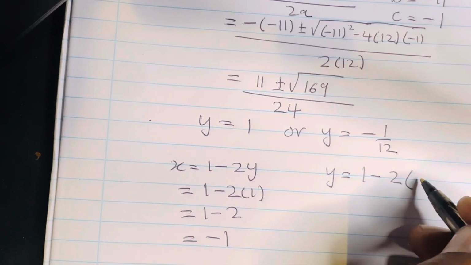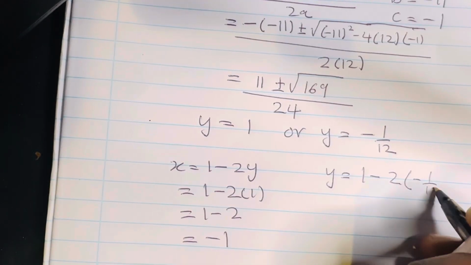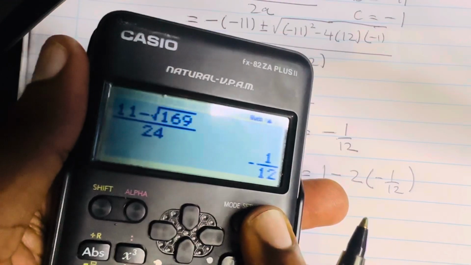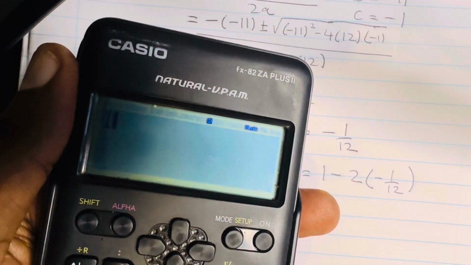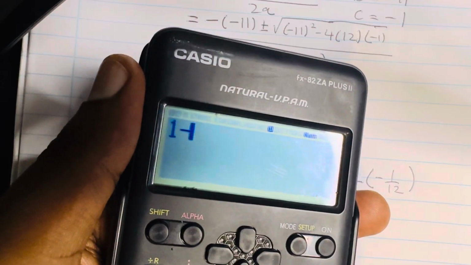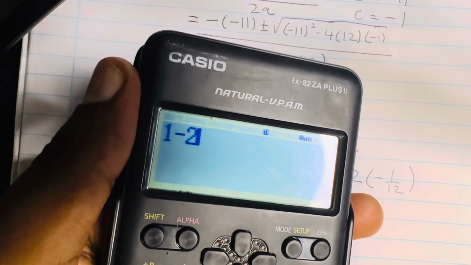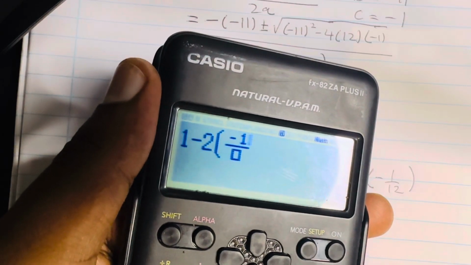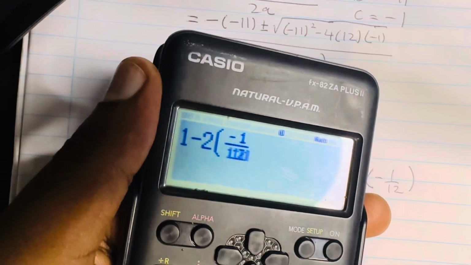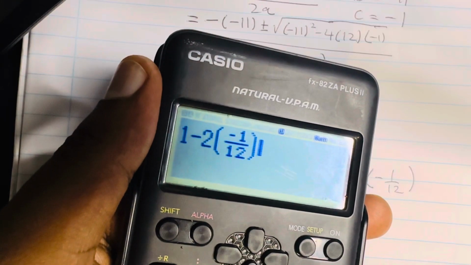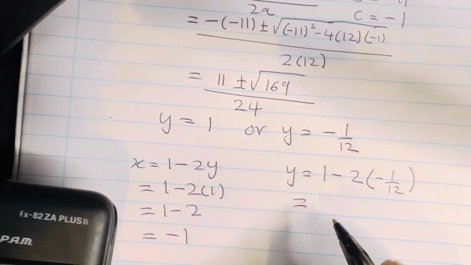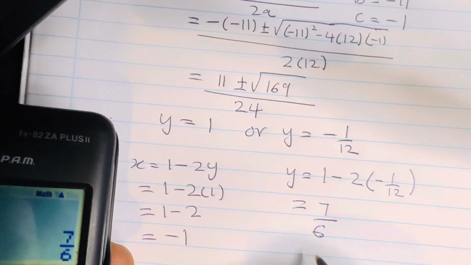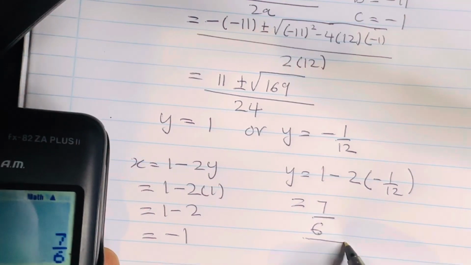negative 1 divided by 12. We're just substituting. In this case we can just put this in the calculator: 1 minus 2 into negative 1 divided by 12, which is 7 divided by 6. The answer will be 7 divided by 6.